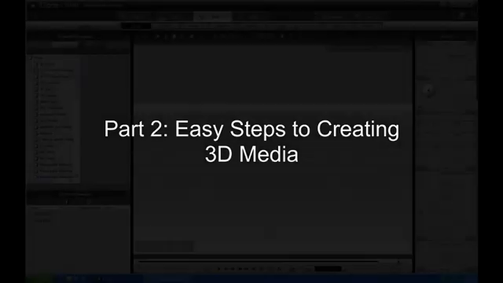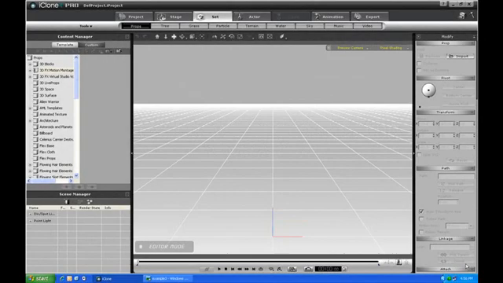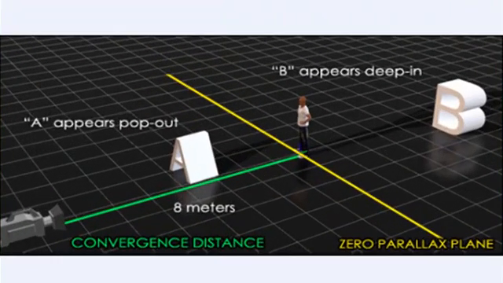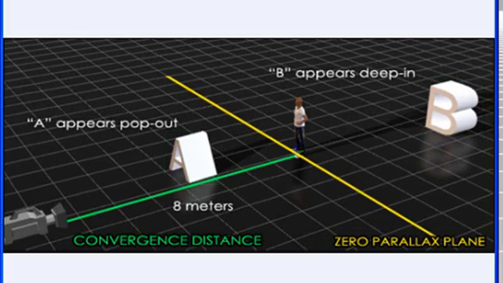The first thing you need to know about rendering 3D in iClone is the convergence distance. This is the distance from your rendering camera to the focal point of your project. I'm going to bring up another image to explain this. The focal point of your project should be situated at the zero parallax plane, otherwise known as the convergence point. When you view the image in 3D, elements in front of the convergence point will pop out, while elements behind the convergence point will appear deeper into the picture.